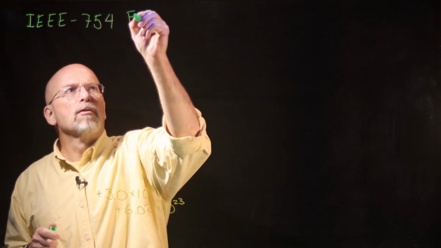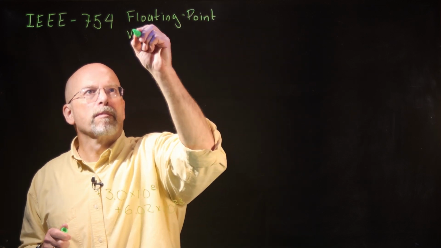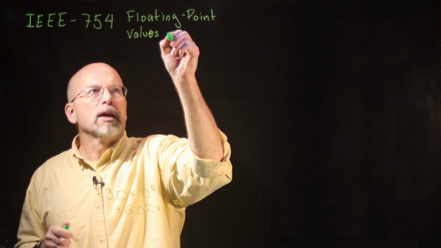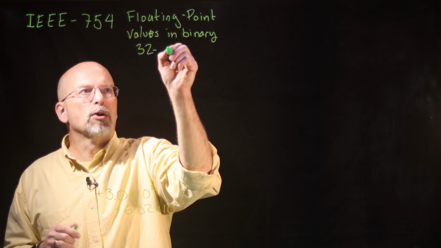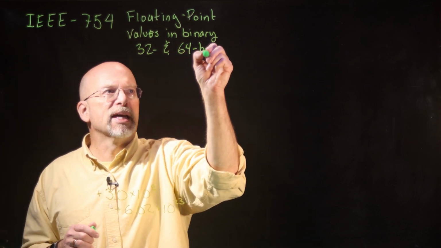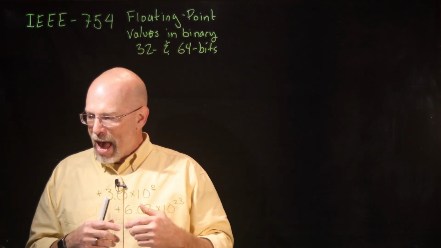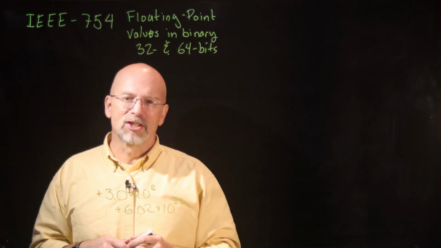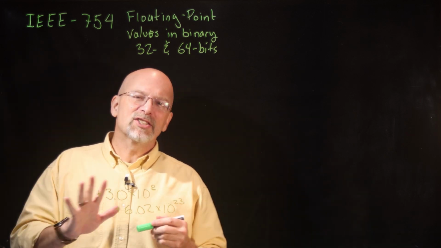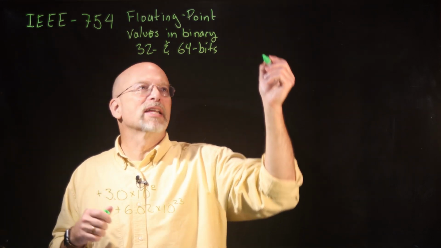And what this does is it gives us methods for representing floating point values in binary. And it does it for both 32 and 64 bits. If you program in Java, you probably recognize declaring variables as floats or doubles, right? Floats, doubles, using this standard. All right? So let's talk a little bit about that. But before we do, let's talk about just regular unsigned binary.